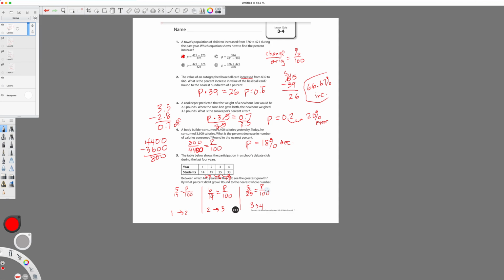So real quick arithmetic on these. This one, you get the percent is roughly 36%. 6 out of 19 is roughly 32%. And this one is right at 32%. So between which 2 years was the greatest growth? Right there. It wasn't the biggest amount, but compared to what it was, the percent increase was the greatest.